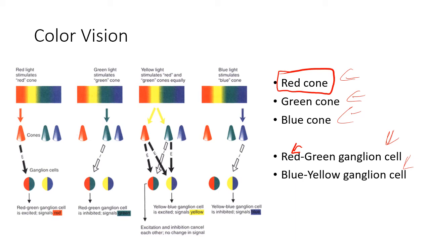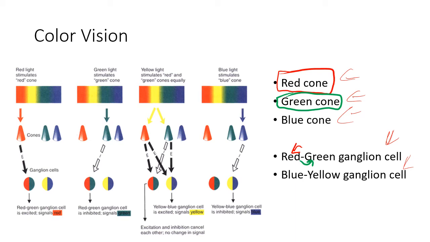Let's look at green light now. Green light stimulates the green cones, but as far as the red-green ganglion cells, it turns them green. It switches them to green. So it inhibits red and signals green, whereas red inhibits green and signals red. So by that we see green.